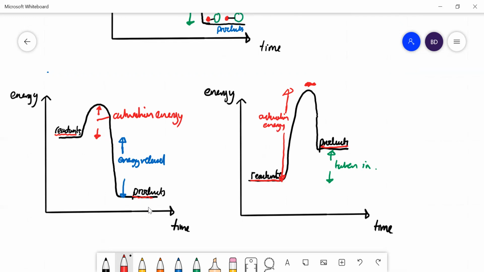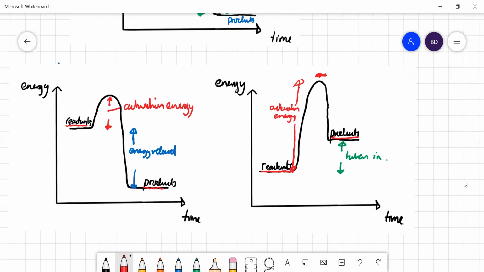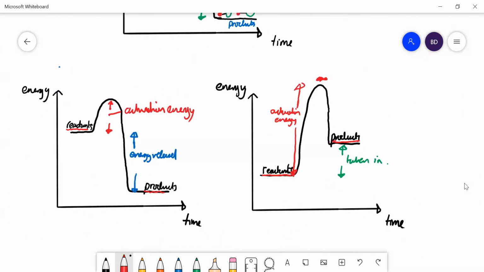One last thing we need to talk about is how do catalysts work. So I'm just going to tidy that up a little bit. Right, and how a catalyst works is it lowers the activation energy. So with a catalyst, the activation energy of the reaction might just be there, the green line. So the activation energy with the catalyst is just that little bit of energy there.